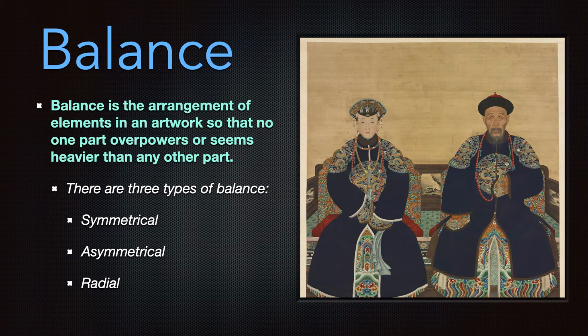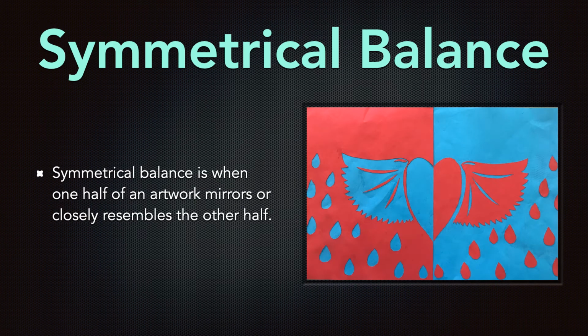Balance is the arrangement of elements in an artwork so that no one part overpowers or seems heavier than any other part. There are 3 types of balance: symmetrical, asymmetrical, radial. The painting on the right is an example of symmetrical balance because both sides closely resemble the other. Symmetrical balance is when one half of an artwork mirrors or closely resembles the other half. In this work of art, the left side mirrors the right side and therefore creates symmetrical balance because both sides are identical.